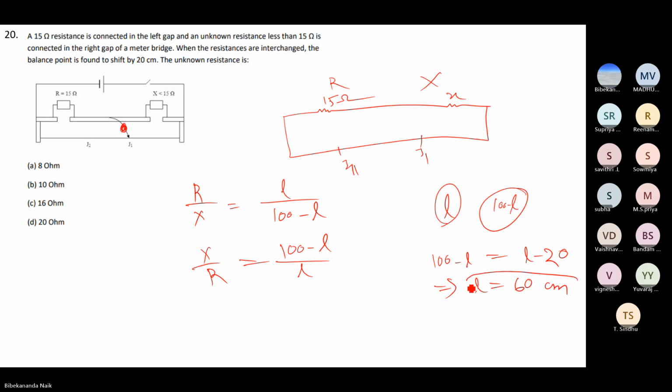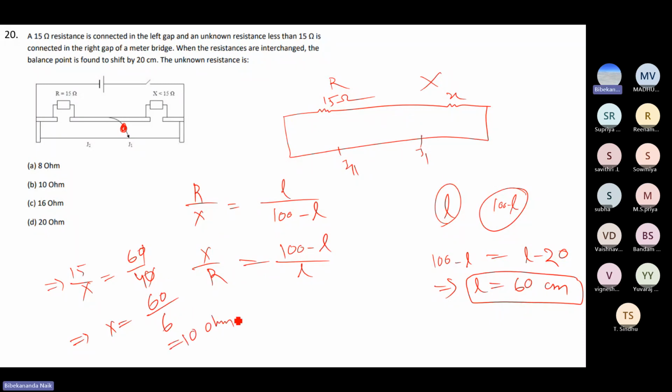So L is 60 centimeter. If you put L as 60, then it will be 60 by 40, and X is less than 15. So R is 15, X is less than 15. 100 minus 60 is equal to 40. So L is 60 centimeter. When you calculate, 15 by X equal to 60 by 40. So X will be 10 ohm.